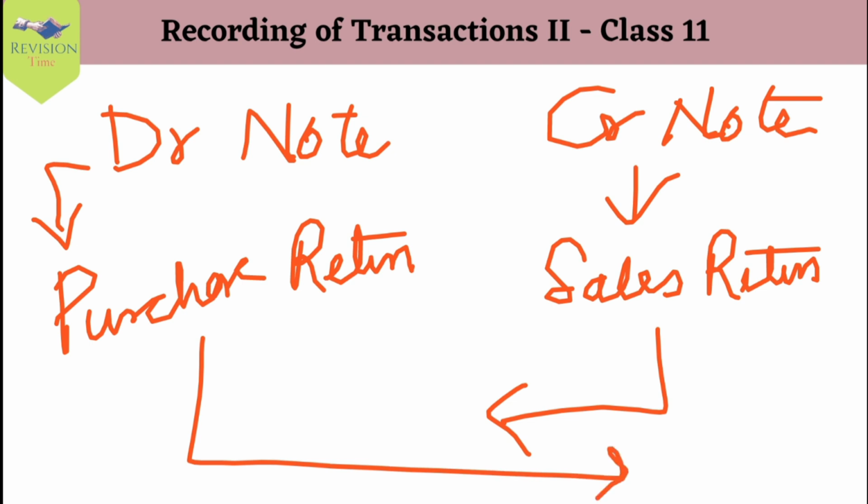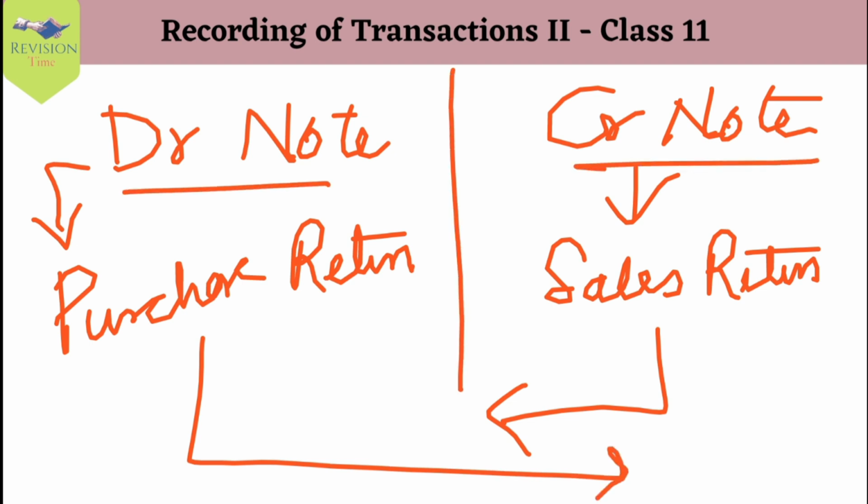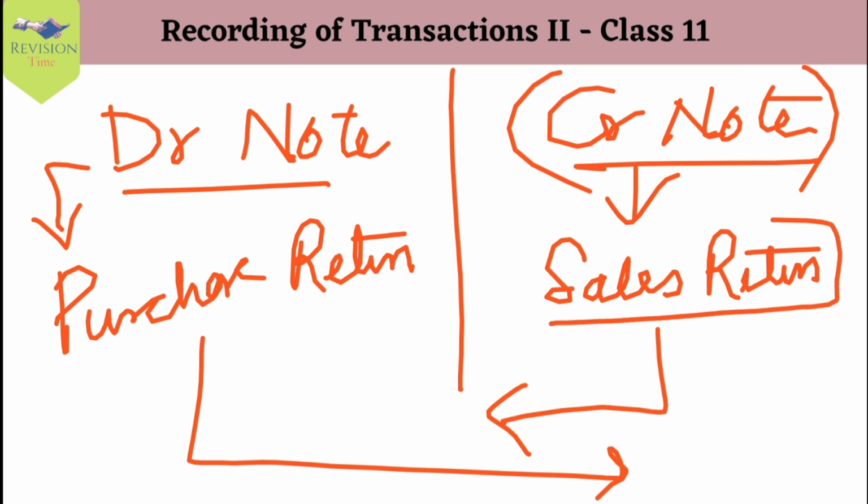Similarly, debit note is sent to the supplier. So, this is the difference between debit note and credit note, where one party issues the debit note, similarly the other party issues the credit note. So, credit note is the document of proof for transactions in our sales return.